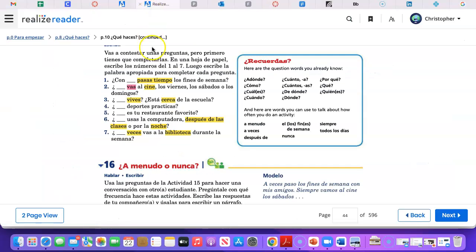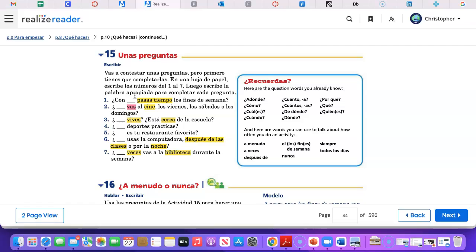But I'm going to assume that you've already done that, so let's go ahead and take a look at exercise 15. Vas a contestar unas preguntas, pero primero tienes que completarlas. You're going to answer a few questions, but first you have to complete them. So in your notebooks, write the numbers 1 through 7, and first you're going to fill in the blank with the appropriate interrogative, one of these WH questions. Then you're going to answer the question to the best of your ability using adverbs of frequency, and we'll get to those here in just a moment. Let's just focus on the question part first.